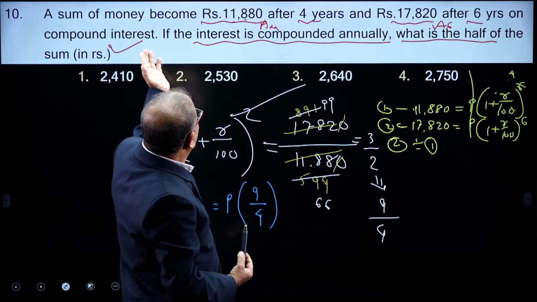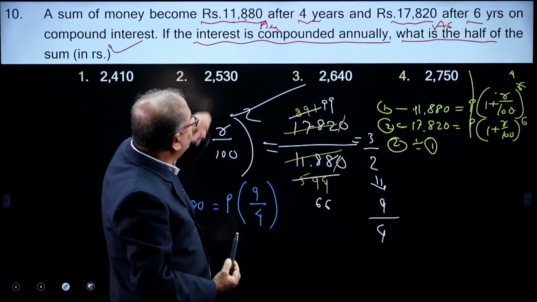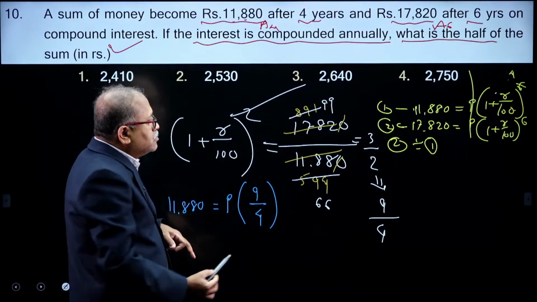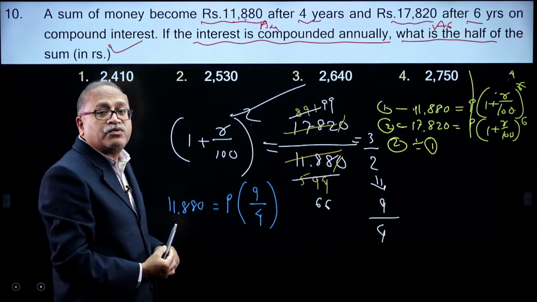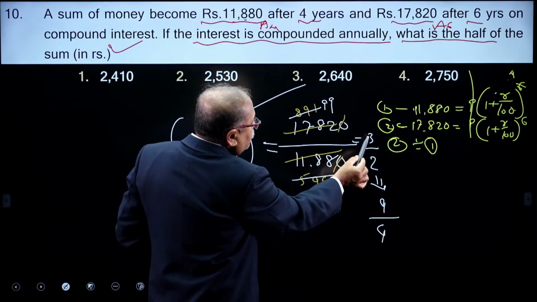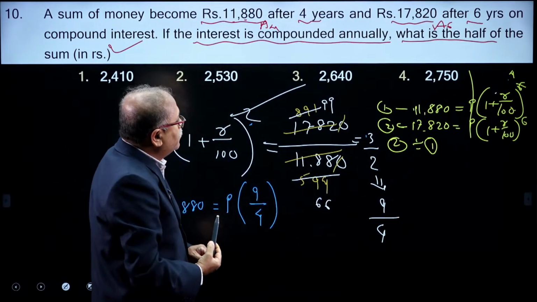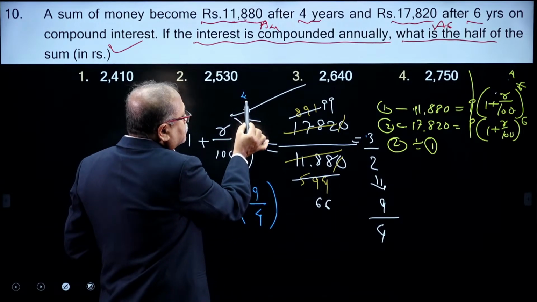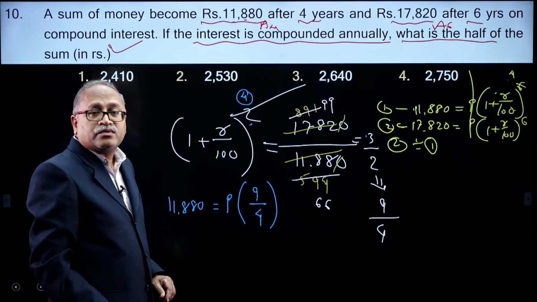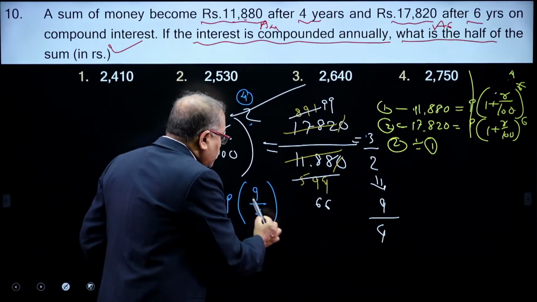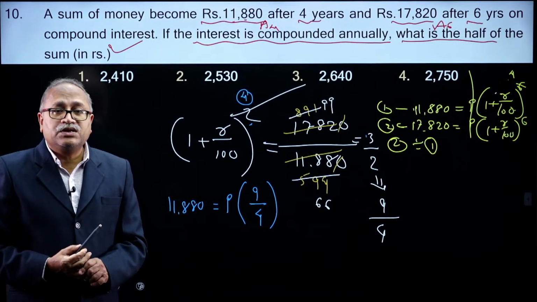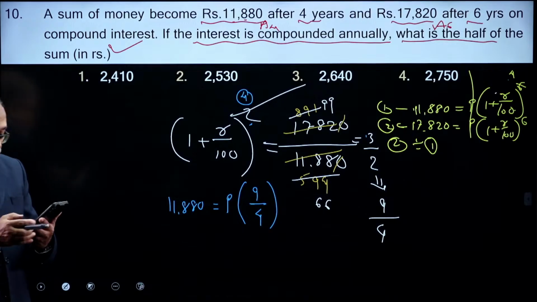Did I slip somewhere? 11,880. So, 3 by 2, let it be power 2. In that case, here it is power 2, 3 by 2, then power 4, 9 by 4. So, this comes 9 by 4, that is all. The remaining part is cancellation.